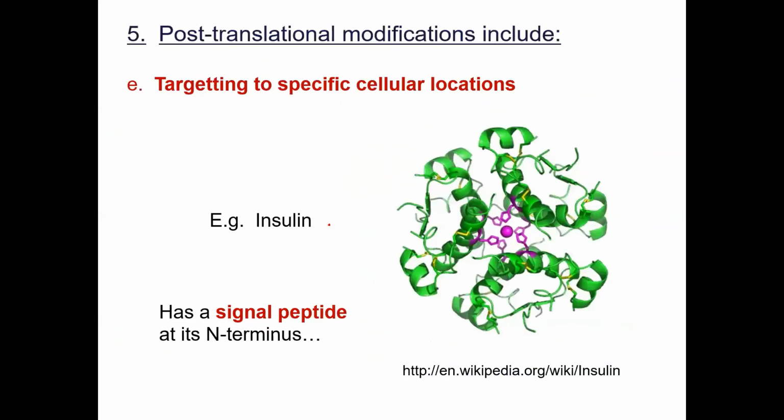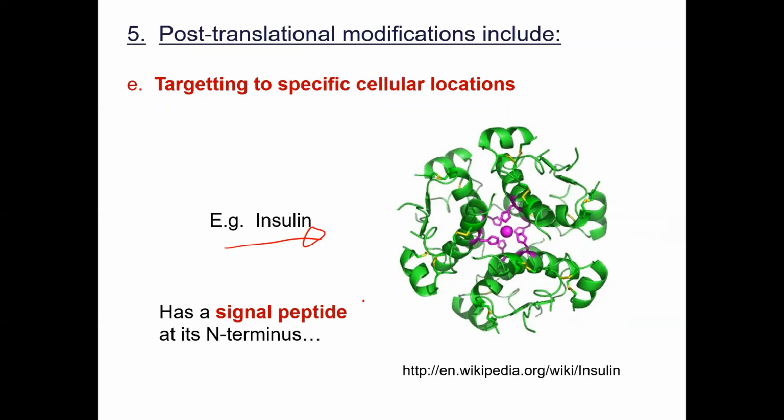Okay, so this is what I wanted to talk about today in a little bit of detail, which is targeting things to specific locations. So we're mostly going to be talking about targeting things to the endomembrane system or targeting things to be exported. By exported, I mean secreted from a cell. So here's an example, right? This is insulin, and insulin is made by your pancreas cells, and it gets secreted into your blood after you eat some sugar.